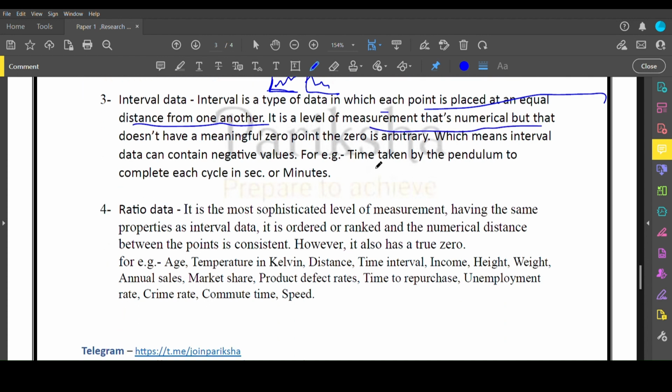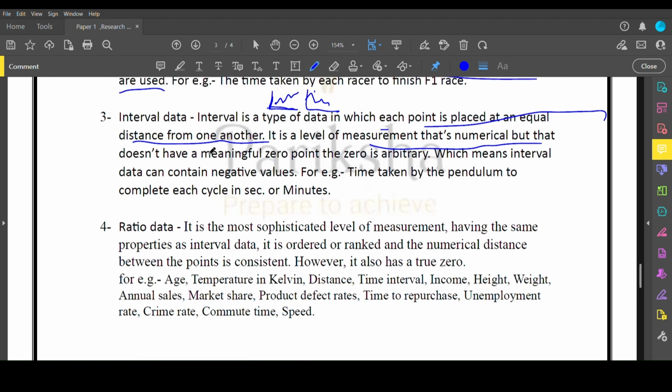So यहाँ पे क्या होता है, यहाँ पे जो डेटा होता है वो एक पर्टिकुलर इंटरवल पे कैलकुलेट किया जाता है. Like आपका स्पीड हर 50 किलोमीटर पर कैलकुलेट किया गया, and something like which will be constant throughout the measurement. So that is something which is interval data. So इसका example we can say like time taken by pendulum to complete each cycle in 1 second or minute.